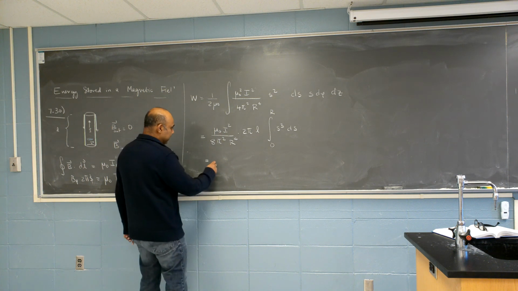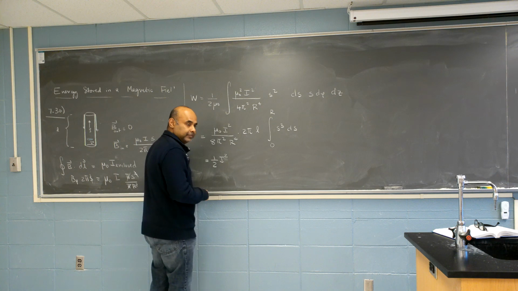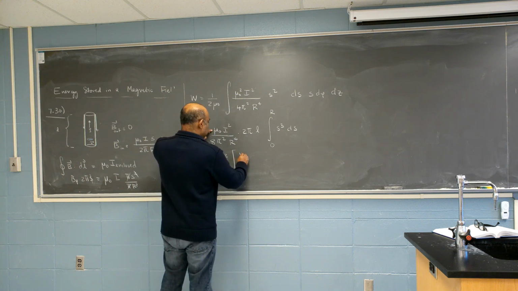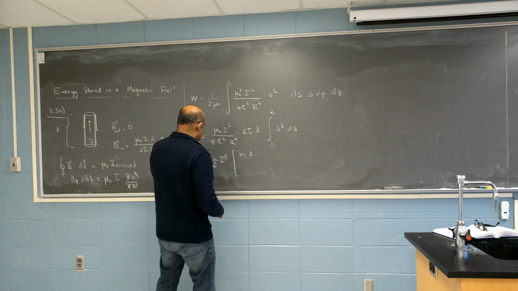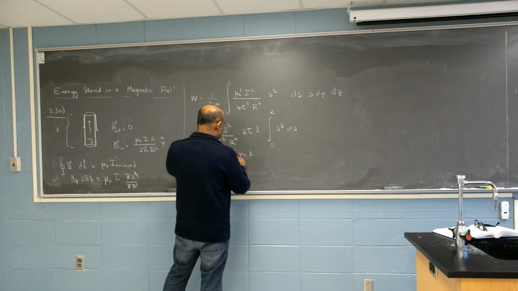So let me do it this way. I'm going to do 1/2 I squared. And then what do I have? Mu 0 L. I brought this, so it becomes a 4. So please tell me if I'm doing this correct. 2 pi r to the 4th.